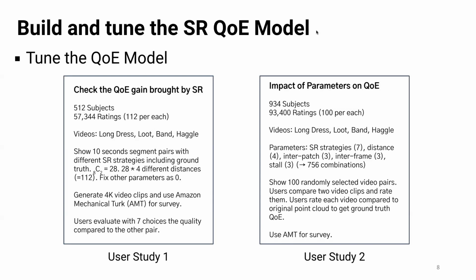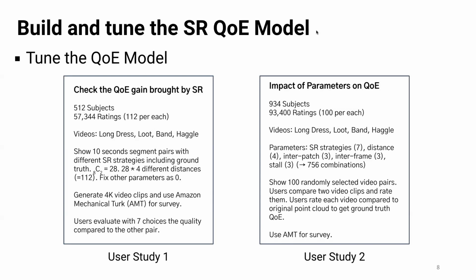effective for the QoE. And there is another user study for the impact of the parameters. So they need to determine the parameter weights here. There are lots of parameters, so they accept the ground truth strategy here using the whole point cloud. So there are only 7 strategies, and there are still 4 distances, 1 meter away, 2 meter away to 4 meter away.